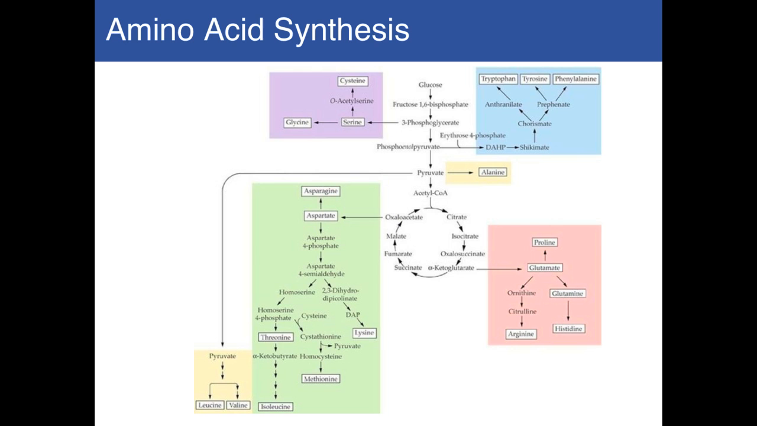Amino acid synthesis. Amino acid synthesis starts around our favorite pathway, right? You might recognize this as glycolysis, and you might recognize this as the Krebs cycle. So all of the amino acids spin out of these two cycles if we're going to make them from scratch, de novo. Okay? We can recycle.